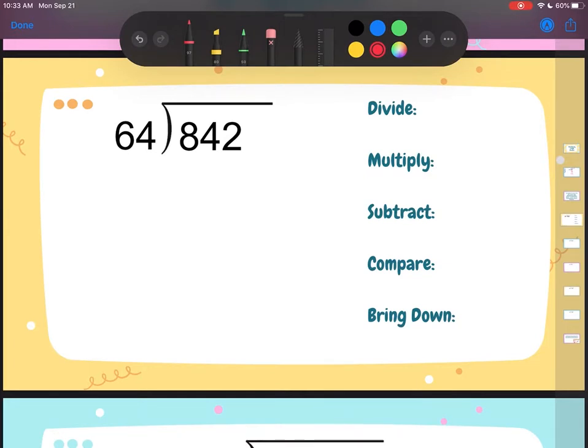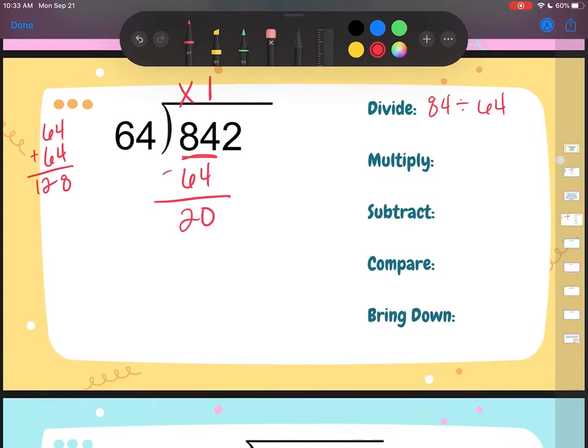So I'm going to divide 842 divided by 64. Well, 64 couldn't go into 8, but it can go into 84, right? So I'm going to divide 84 divided by 64. That's going to be my first step. So what I can do is use repeated addition to see how many times 64 can go into 84. Well, if I do 64 plus 64, I get 128. So that's way too big, right? So it can only go in one time. 1 times 64 is 64. And I subtract and I get 20.